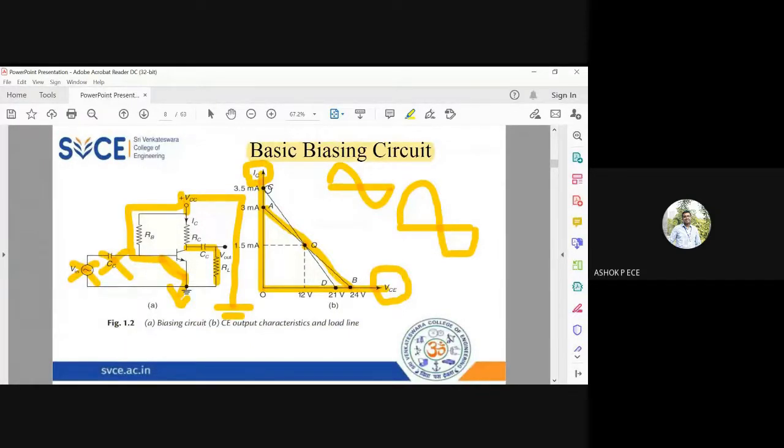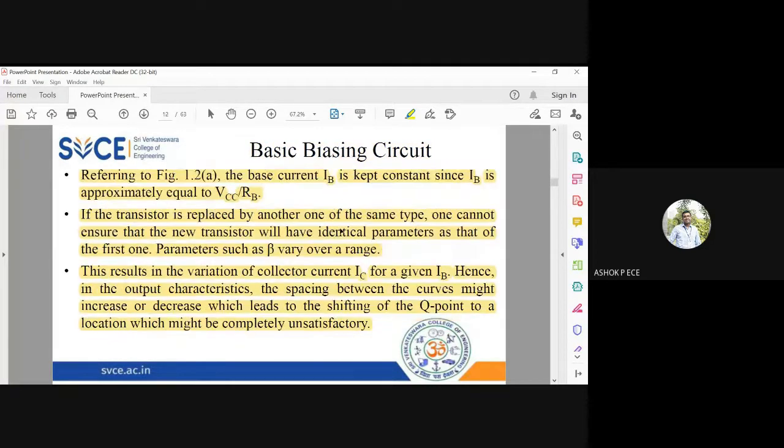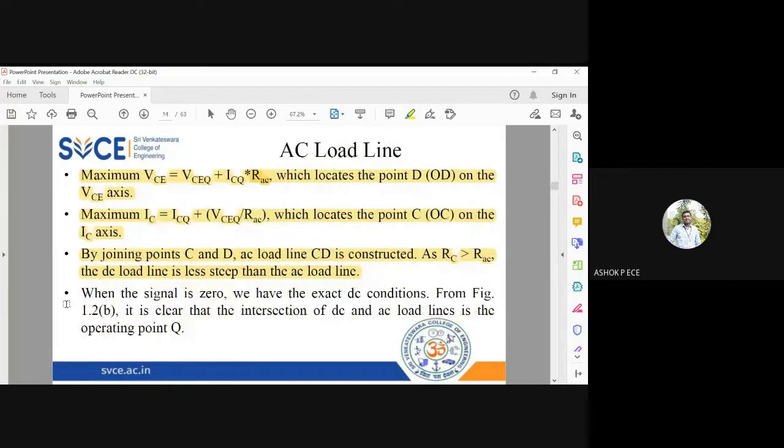You can see the angle, the slope of CD is larger compared to the slope of AB, right? So the steepness of the AC load line is very large when you compare it with the DC load line. So when you don't apply any signal, it is going to refer to your DC conditions. Okay, so from the diagram, we have seen clearly that the intersection of both the load lines is going to be your operating point Q.